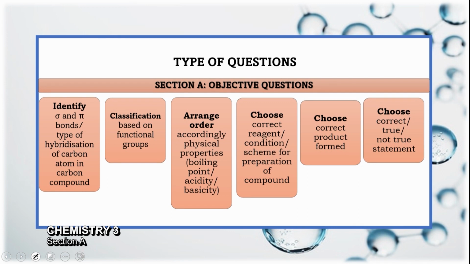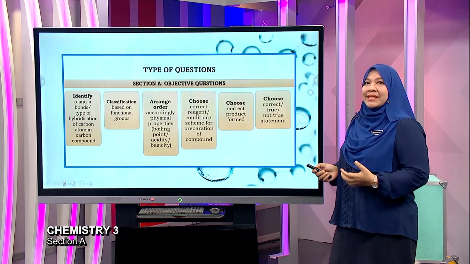or type of hybridization of carbon atom in carbon compound, or they can ask you on classification based on functional group. And then they will ask you to arrange in order of physical properties, for example, boiling point, acidity, or basicity. And next type of question, they will ask you to choose reagent, condition, or scheme for the preparation of a compound. Next, they can also ask you to choose correct product formed. And last, they can ask you to choose the correct or true or not true statement. Now, we're moving on to the next slides.